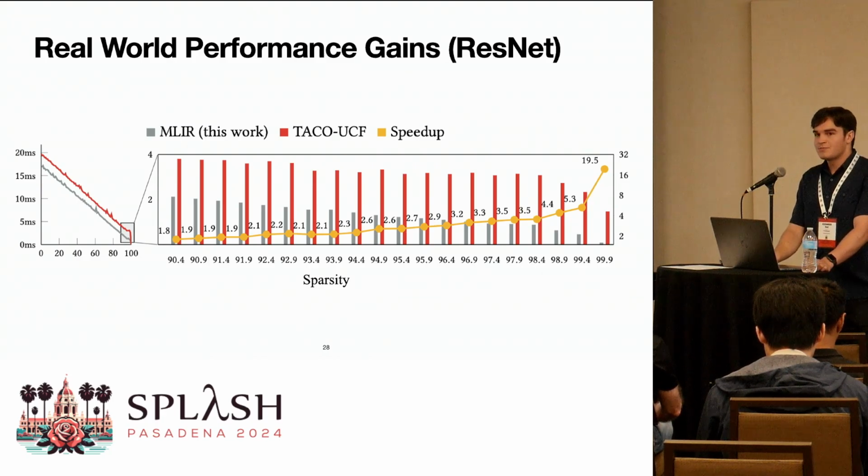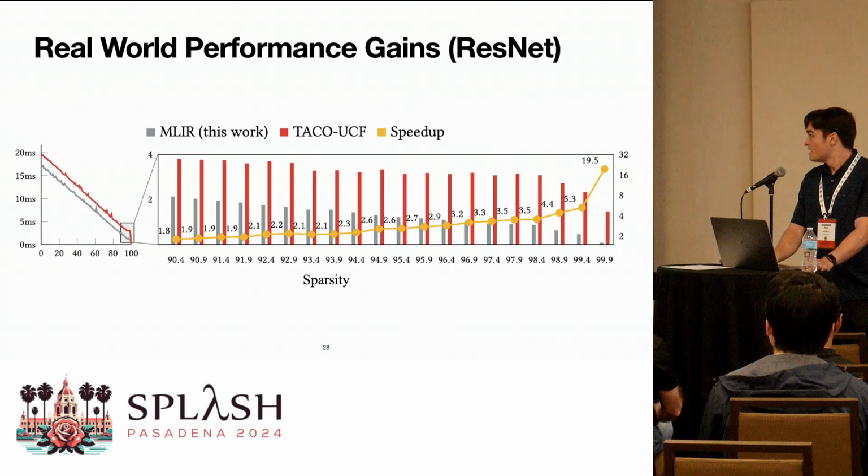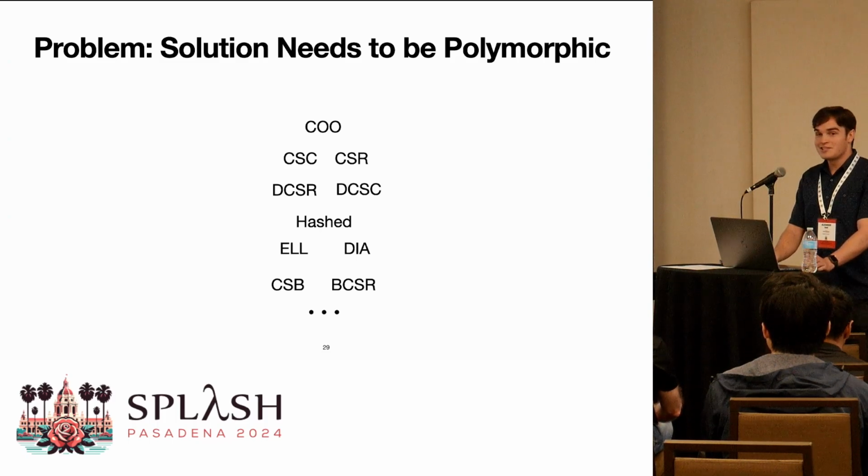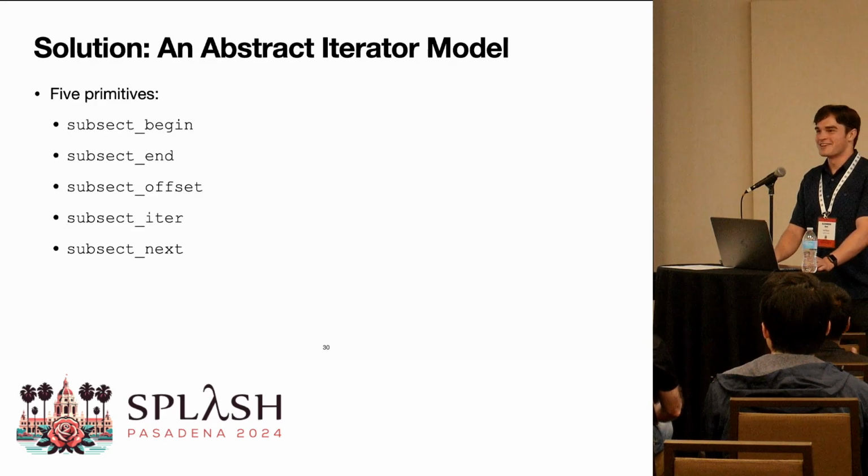But you might be asking me, why is this hard? Why are solutions only coming out within the last 24 months? If you remember from the last talk, any solution to a sparse array programming problem needs to be polymorphic over sparse data structures, and there are a lot of them. So our solution is, once again, an iterator model. So we define 5 primitives that represent iteration over non-empty subsections.